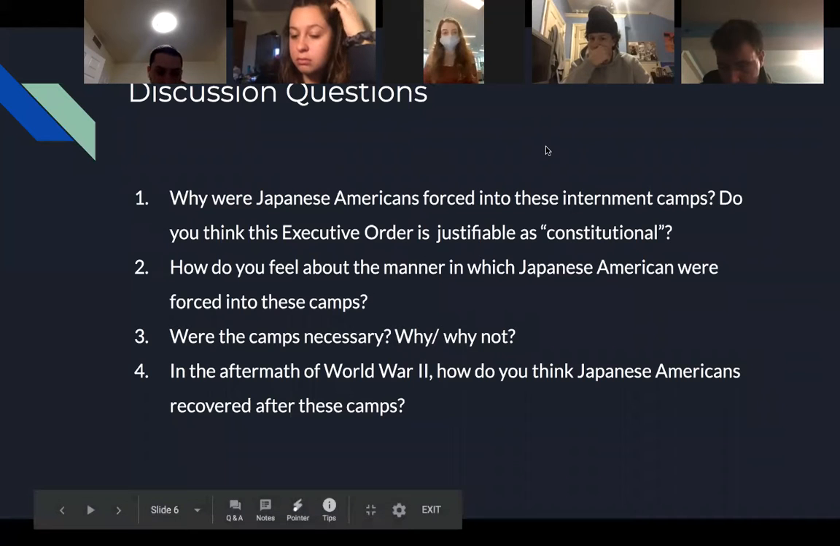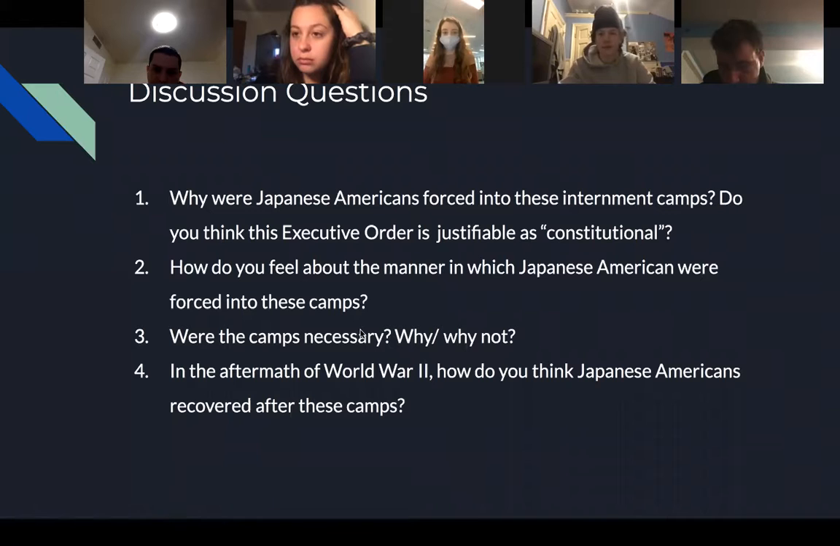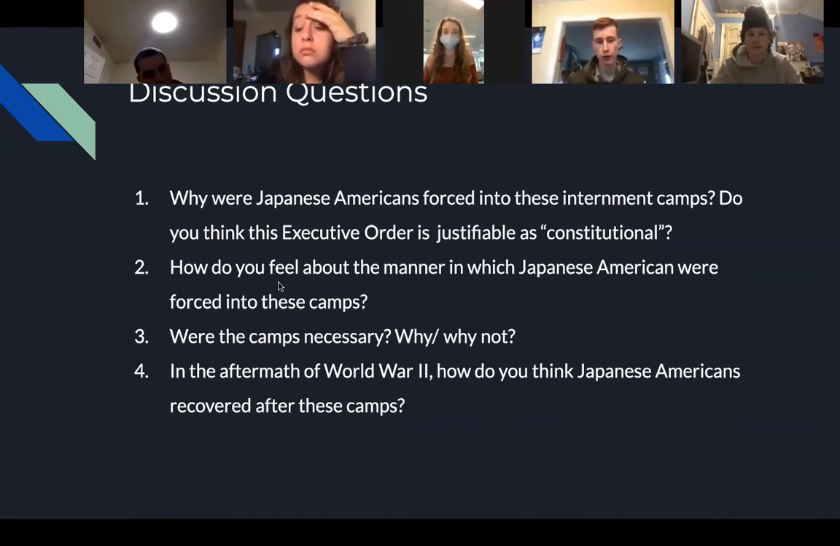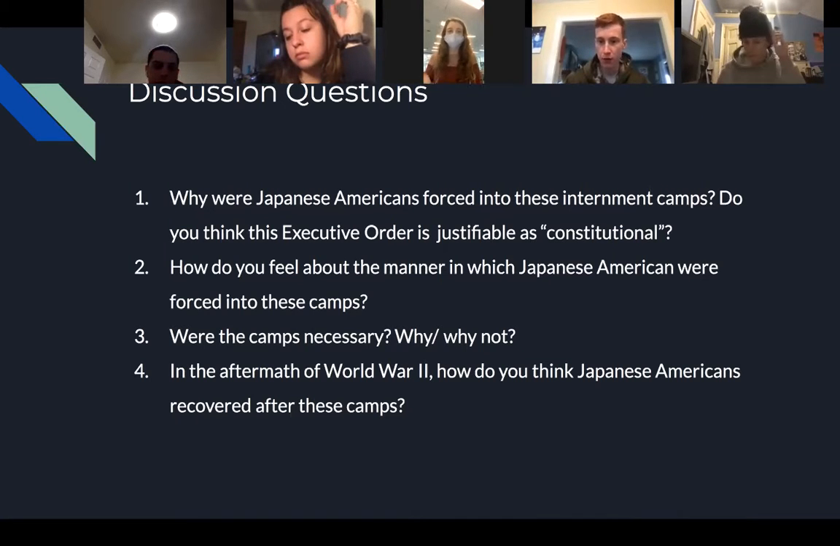Anyone for question 2? For number 2, we said the manner in which they were forced into camps was not okay, because to just force someone to uproot their lives in general is pretty messed up, but especially on the grounds of their race, and that you could be the enemy, we don't know, and just lumping everyone together with the enemy and forcing them out of their homes is not okay. Yeah, 100%. Just straight up not okay there.